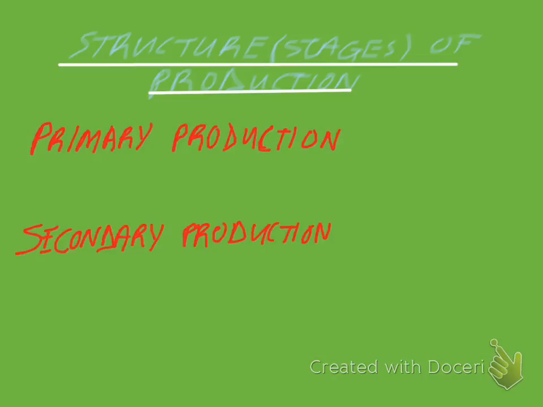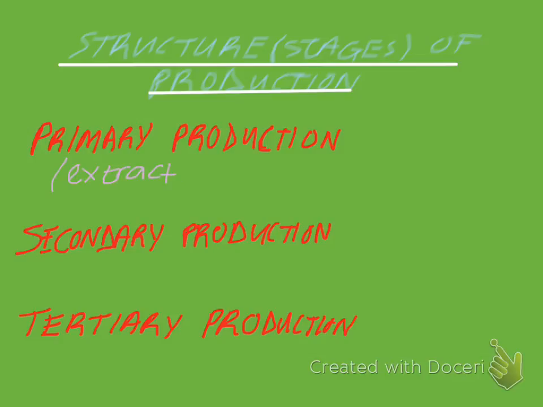Production is done in stages, or it can be divided into different structures. First is primary production, secondary production, last tertiary production. Primary production is extractive. This concerns extraction of raw materials. Here we have extractive industries or primary industries like farming and all the like.